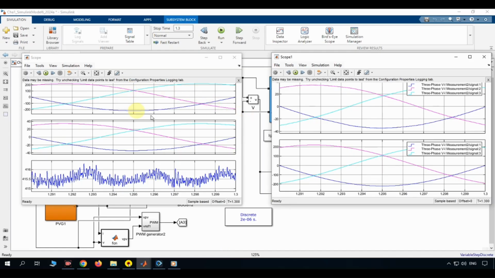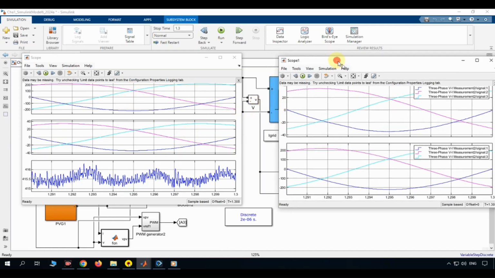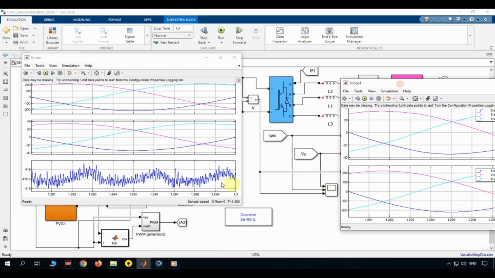Let's begin with Scope 1, shown on the left. The first graph represents the three-phase output voltages generated by the inverter. We can clearly observe three balanced sinusoidal voltages that are displaced by 120 degrees from each other. This confirms that the voltage-oriented control, or VOC, is successfully generating a balanced three-phase voltage system. The smooth sinusoidal waveforms also indicate that the inverter is operating in a stable condition.